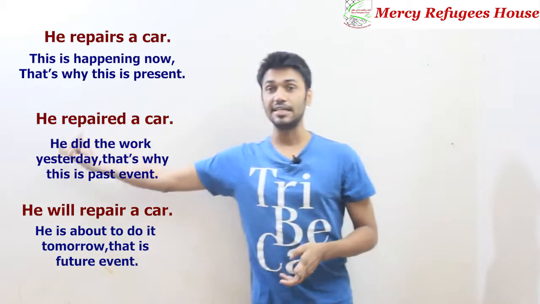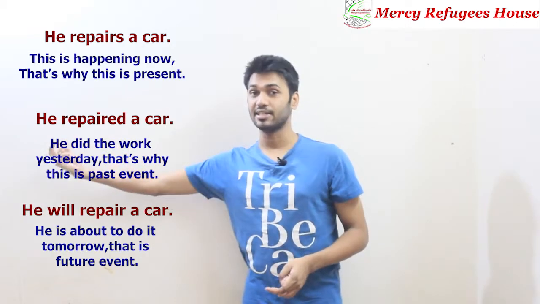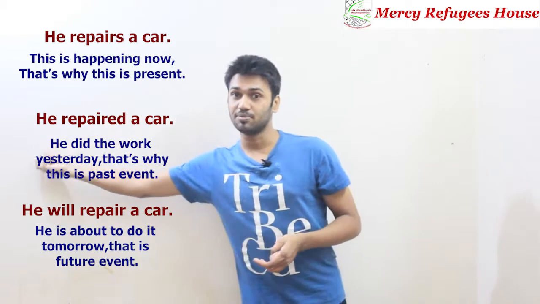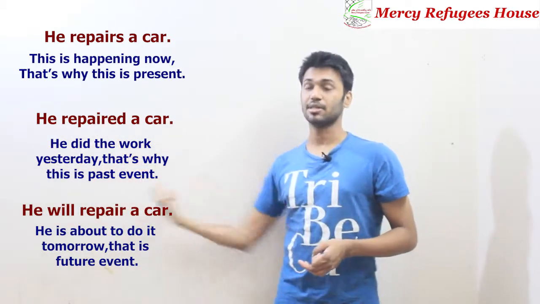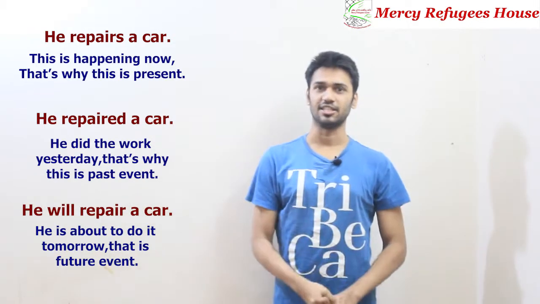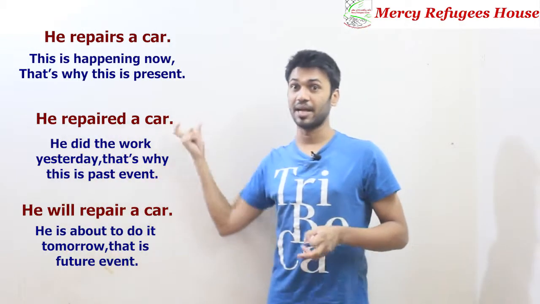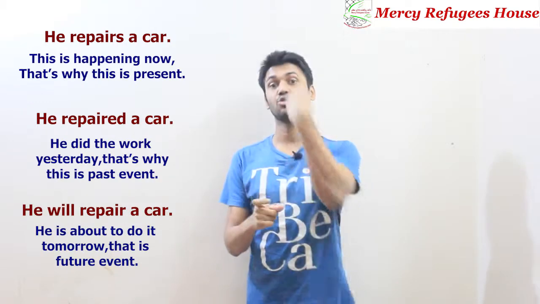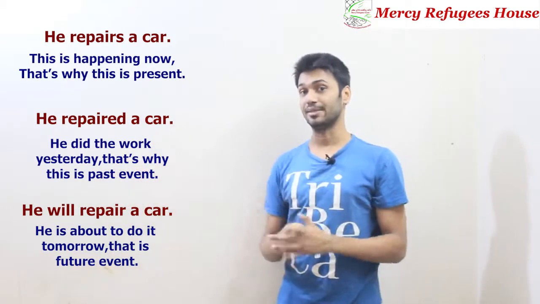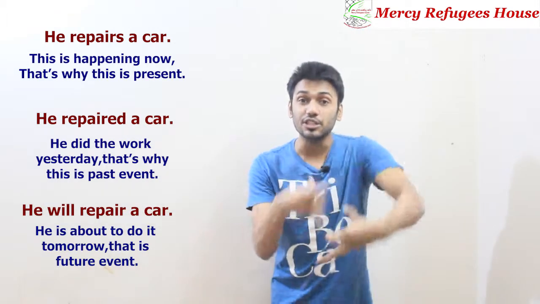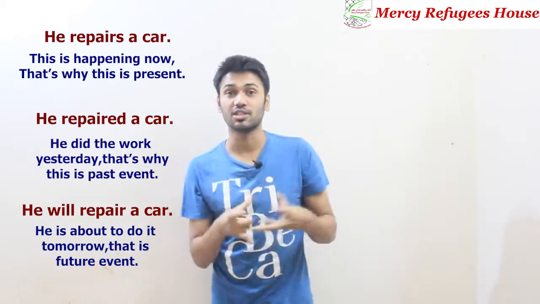Look at this. He repairs a car. He remains he, and the car remains the car. Subject and object are the same in all these three sentences. What changes? The verb changes. Repairs becomes repaired when we are talking about yesterday, and if we are talking about tomorrow, then he will repair a car. This is the explanation. This is what you will try to make sure the student understands.